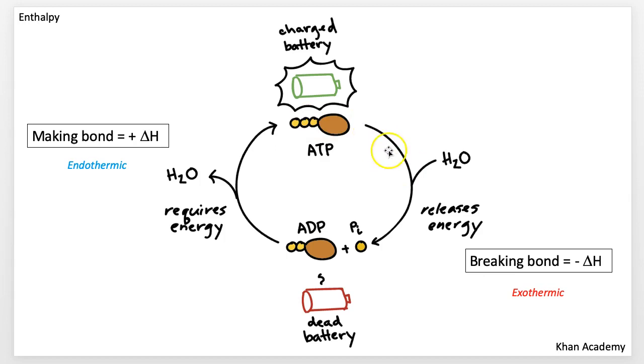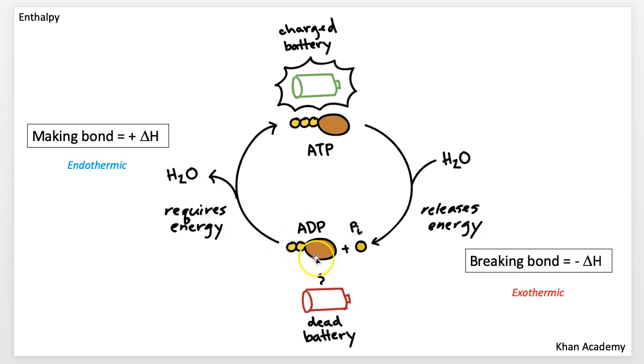And so when I do that, when I break this phosphate off, so I've got 3 phosphates here attached to the adenosine, when I break that phosphate off, that is breaking a bond, right? That is an exothermic reaction. I'm releasing energy. It's a negative delta H. So if I asked a question, negative delta H, there you go. That's an exothermic reaction. Pretty straightforward.